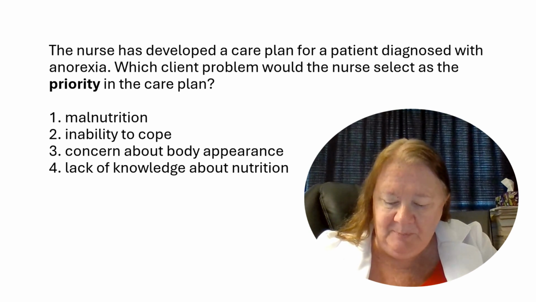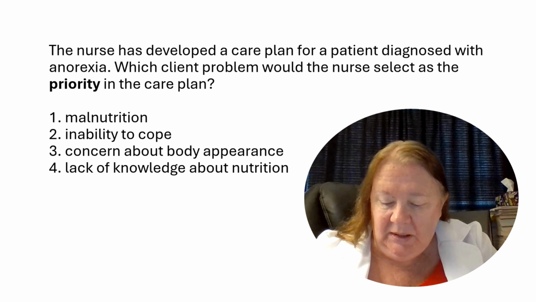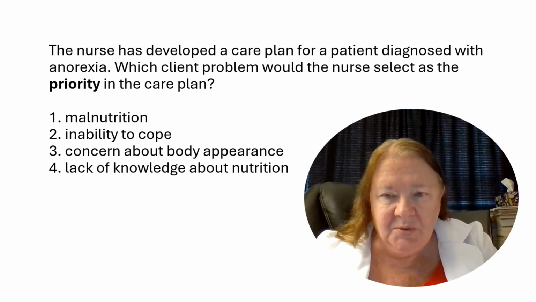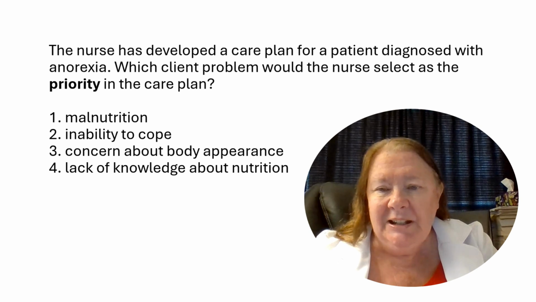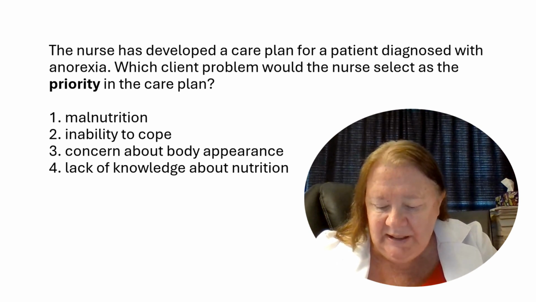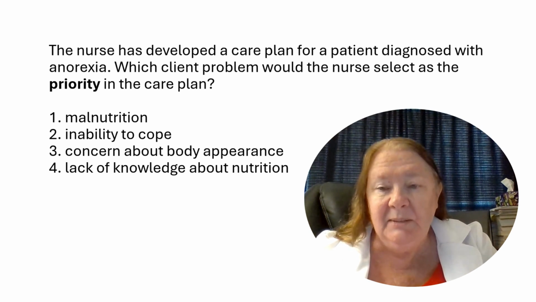Those are the priority. Then safety and security, love and belonging, self esteem, and self actualization. Okay, those are the order of priority. When you're answering questions, think of the physiological needs should always take priority over those other needs. Safety would come next, love and belonging, self esteem, and self actualization in that order.